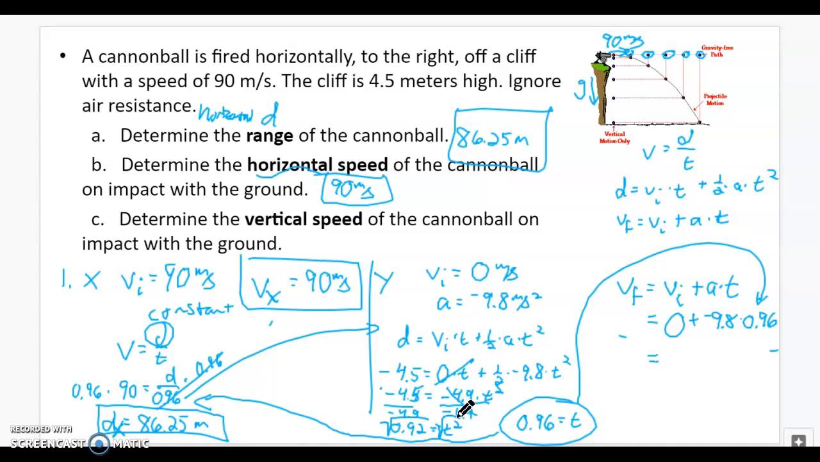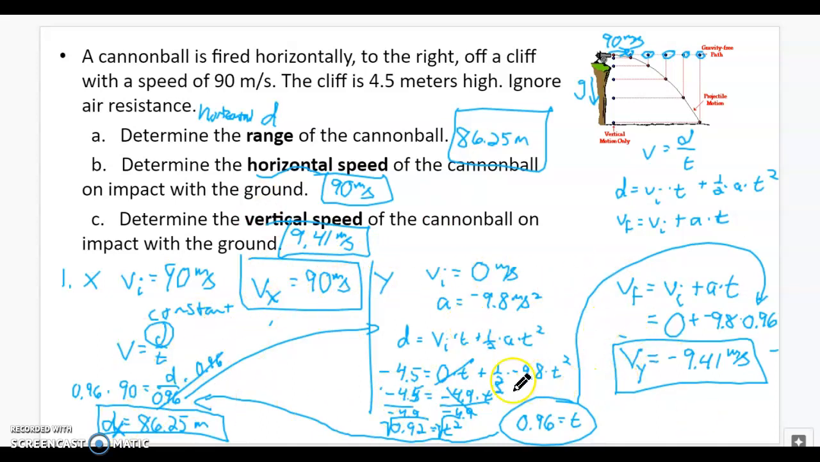So 0.96 times negative 9.8, you end up with negative 9.41 meters per second because I solved out for a velocity. But this is my vertical velocity, so I label it Vy. And so I can write my answer 9.41 meters per second. Huzzah. And these problems just get complex in how much there is as you're going through.